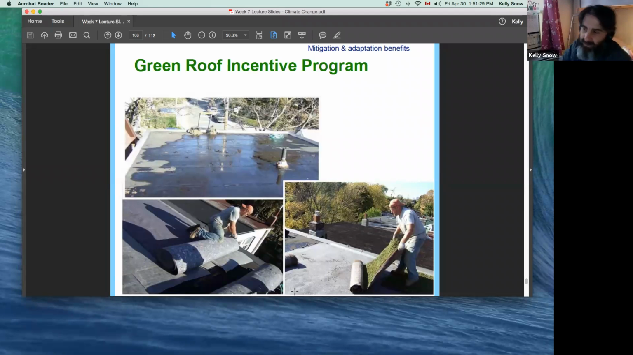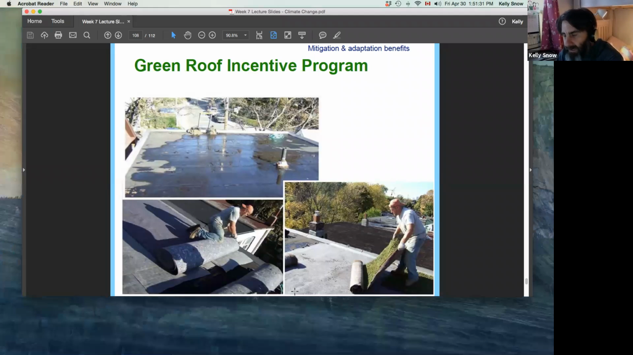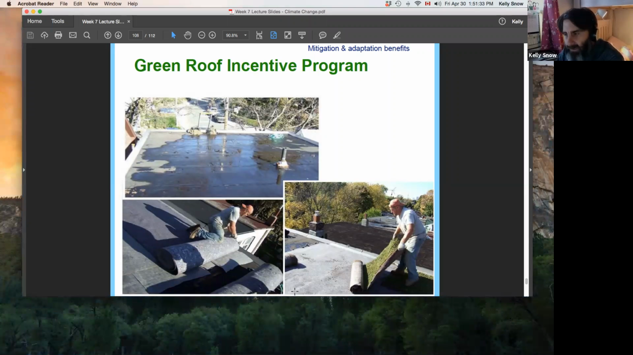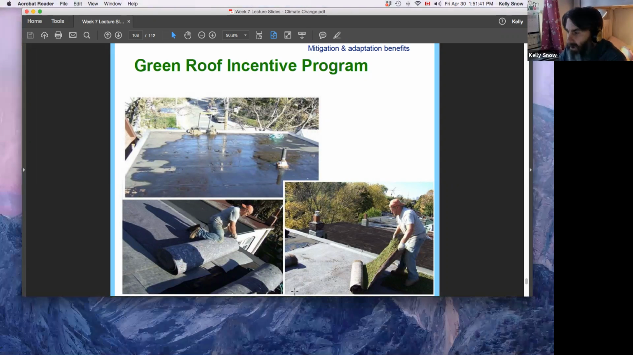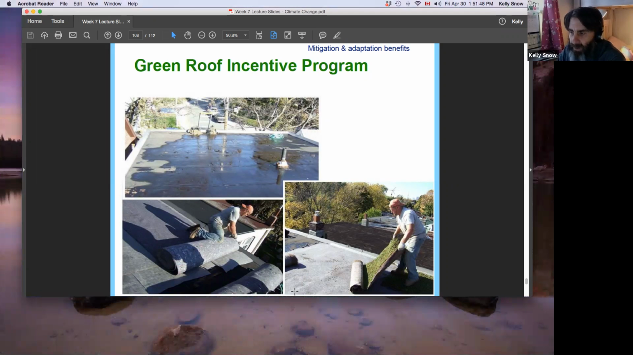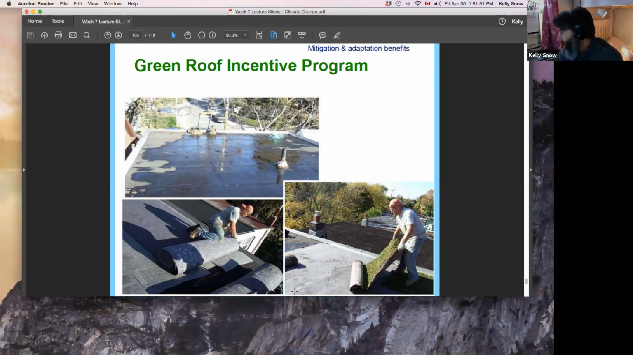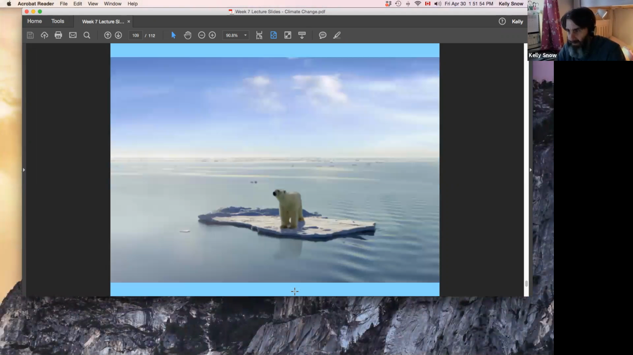What it does is provide shade, cool the building in the summer, and insulate it better in the winter. It also provides some habitat for different species, pollinators, birds even. Who knows what's living up there. So there's a lot of positives to green roofs that the city is encouraging. And basically, that's my presentation.